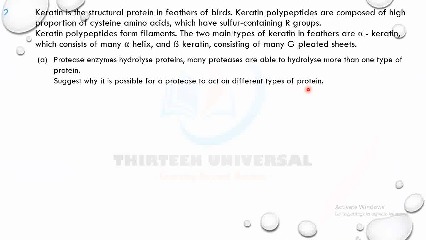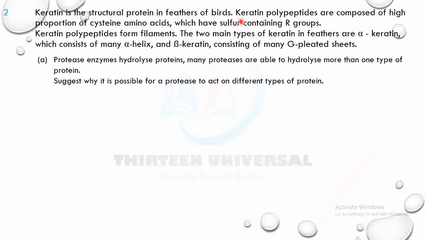The first reason is because the substrates are similar. That means the substrates have similar shapes, so they can bind to the active site. The second reason is because the enzyme active site is flexible, so it can change to allow any of the substrates. And the third reason is the enzymes may act on the same site, because now look at this.